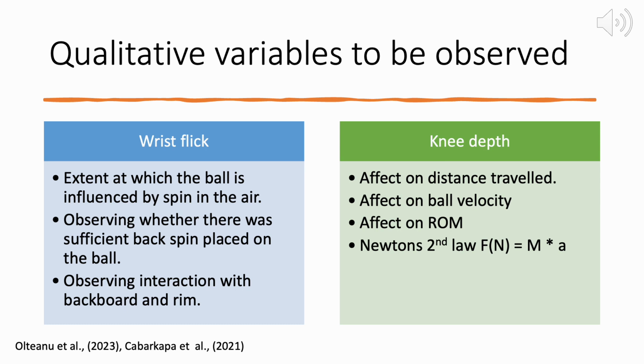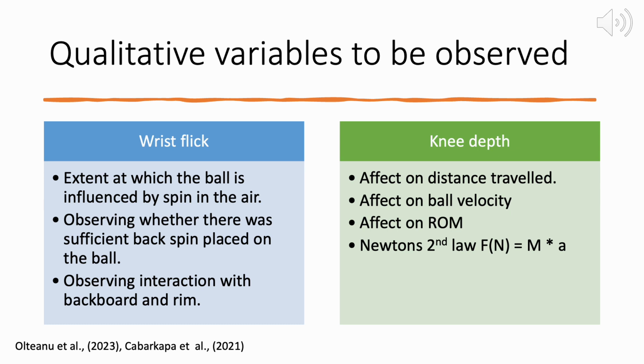The 2 qualitative variables that will be observed are wrist flick and knee depth. Wrist flick refers to the biomechanical principle of backspin and how wrist flexion affects how the ball travels in the air, as well as its interaction with the rim and the backboard. The flick of the wrist allows adequate backspin to be applied onto the ball in order to ensure success if the ball hits the backboard or the rim, as it increases the probability of a bank shot or a capture shot to be successful.